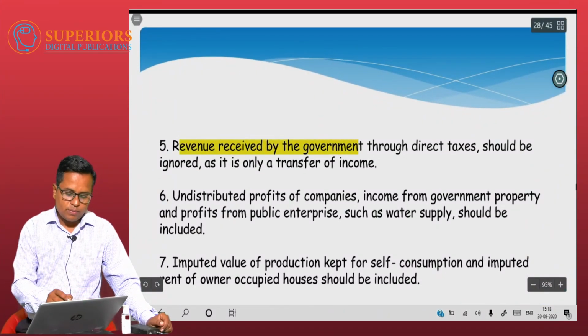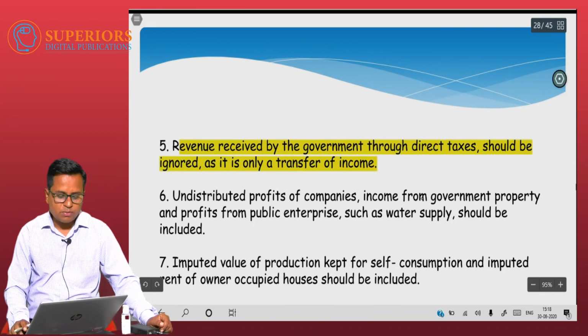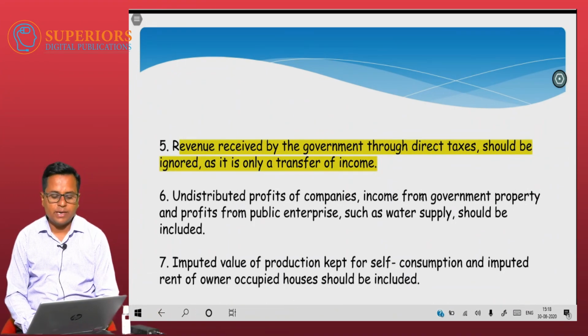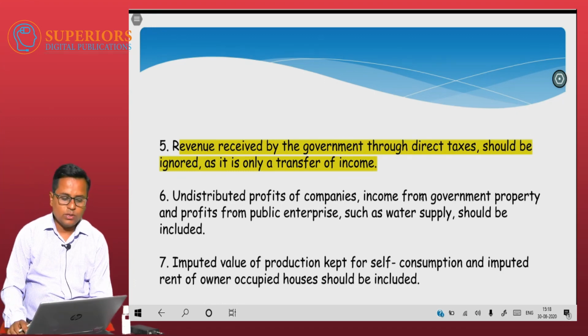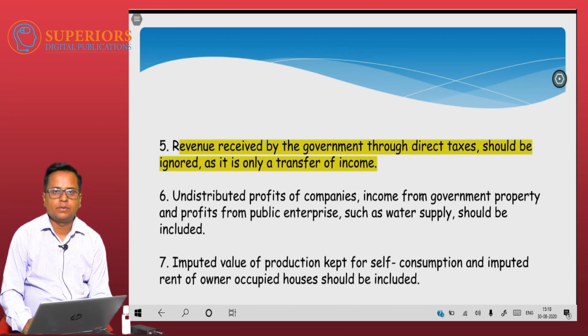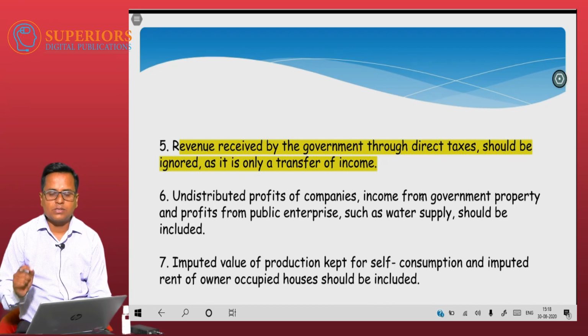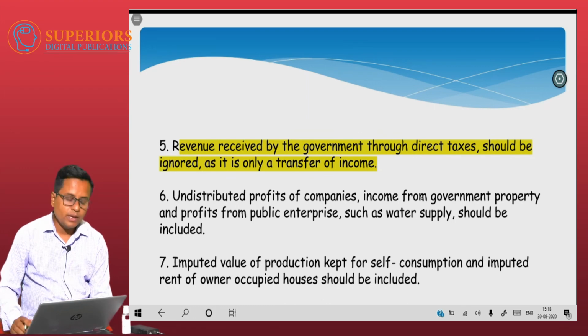Next one, revenue received by the government through direct taxes should be ignored as it is only a transfer of income. Revenue received by the government through direct taxes like income tax, wealth tax, property tax. Whatever is earned by government through the direct taxes, that is the transfer payment. Without producing any good or service, this income is earned by government. This income is not resulting in real output. Therefore, it should be ignored.